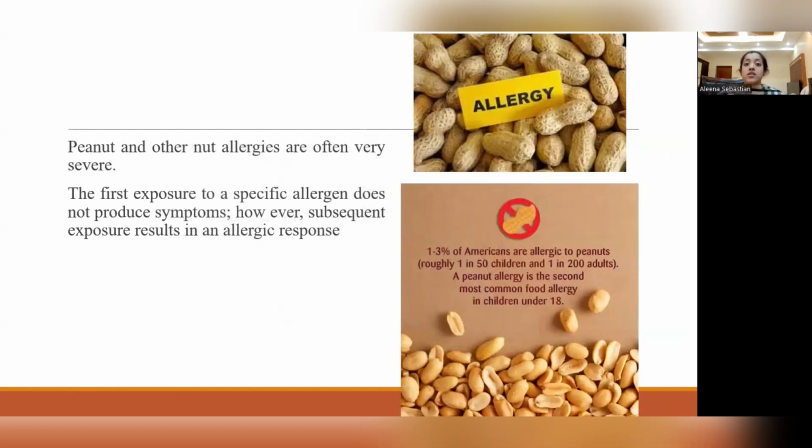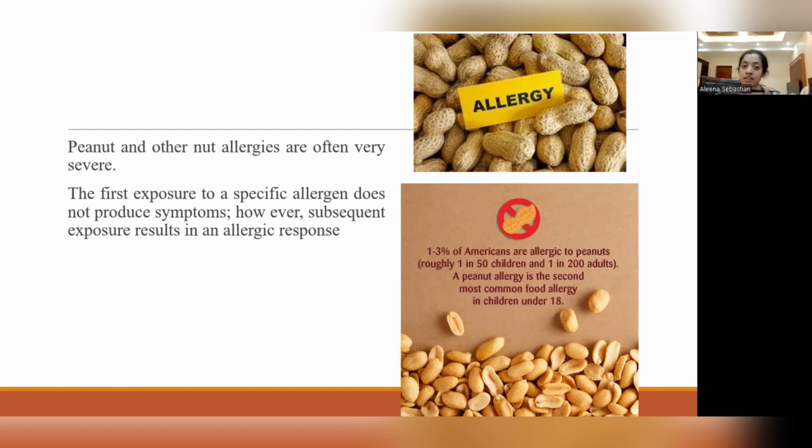Peanut and nut allergies are the most common ones, where peanut is the most common food allergy, and the second most common food allergy in children under 18, and 1 to 3% of Americans are allergic to peanuts. It's roughly 1 in 50 children and 1 in 100 adults. The first exposure to an allergen may not produce any immune response. Subsequent exposure can result in an allergic response.